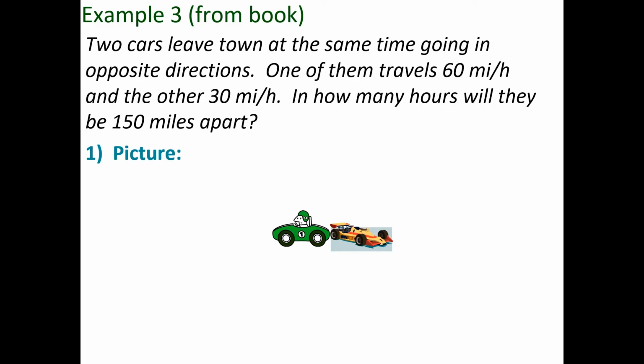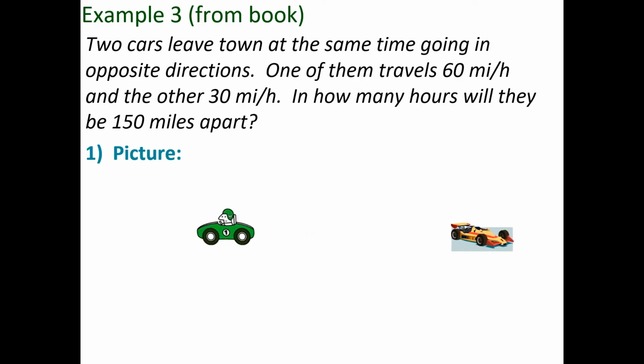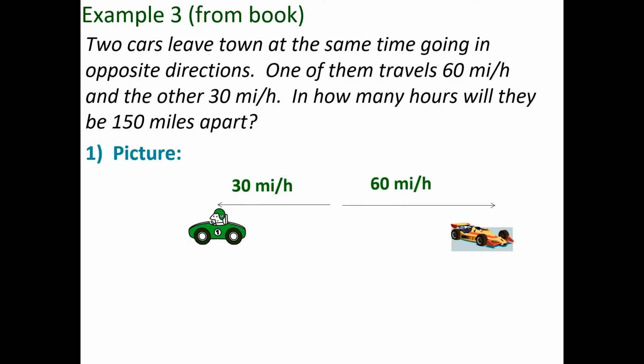So we're going to start off. We got 2 cars, and they're going to go in opposite directions. There they go. They drove in opposite directions. One of the cars went 30 miles an hour. The other car went 60. And I want to know how many hours. I want to solve for time. How much time will it take for them to be 150 miles apart?